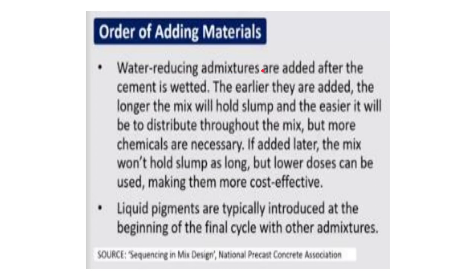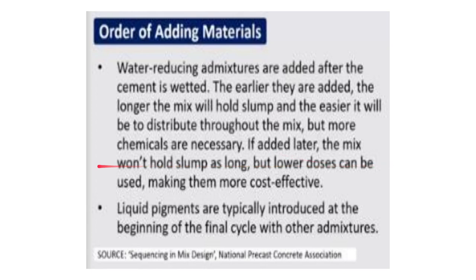So water reducing admixtures are added after the cement is wetted. The earlier they are added, the longer the mix will hold slump and the easier it will be to distribute throughout the mix, but more chemicals are necessary, so it is a catchy situation. So if we use the water reducing admixture early, it will hold more slump and it will be easier to distribute throughout the mix, but it will require more chemicals, that is, cost will be high.